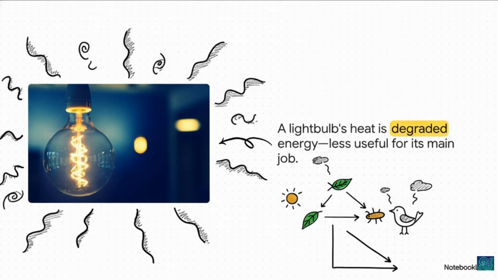Here's a perfect everyday example. The whole point of a light bulb is to turn electrical energy into light energy. But as we all know, it gets hot, right? That heat is the tax. It's wasted energy that isn't doing its job of lighting up your room. The exact same thing happens at every single step in a food chain.